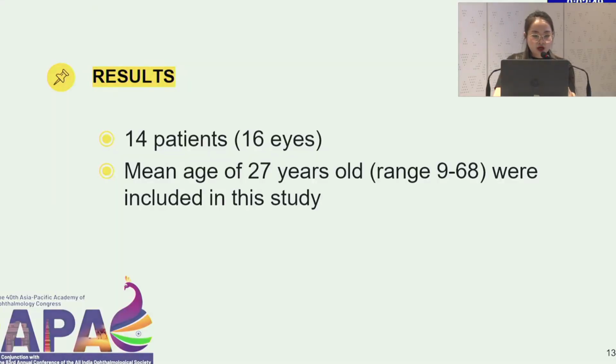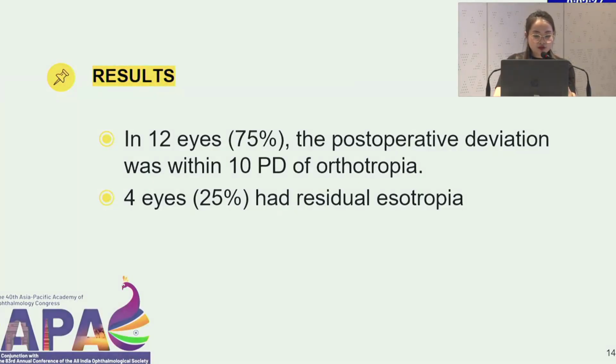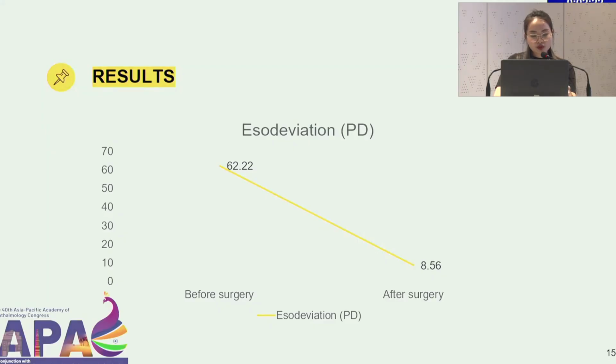Here are the results. 14 patients with 60 eyes, mean age 27 years, from 9 to 68 years old, were included in this study. Eyes accounting for 75% had post-operative deviation within 10 prism diopters of orthotropia. We have 4 eyes, accounting for 25%, that had residual exotropia. This procedure was well tolerated by the patients, and it improved esotropic deviation from 62 prism diopters before operation to 8.56 prism diopters post-operation.